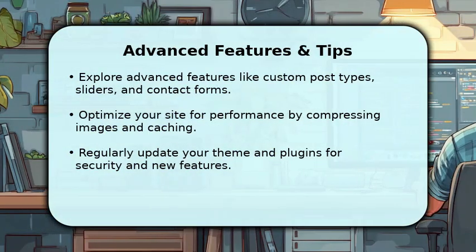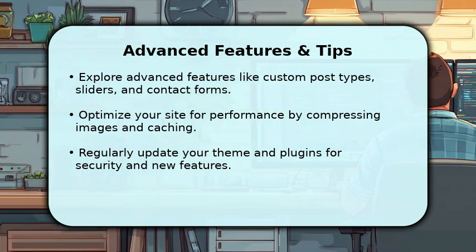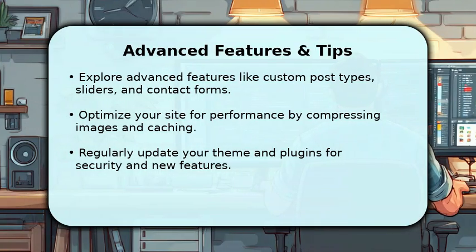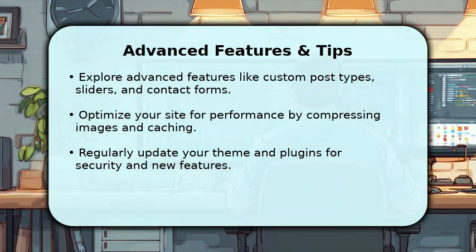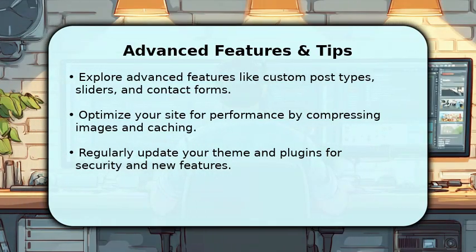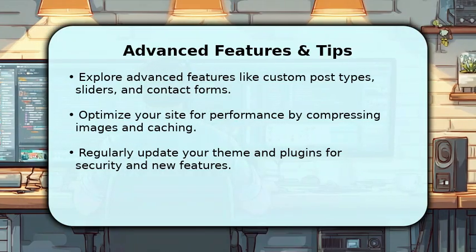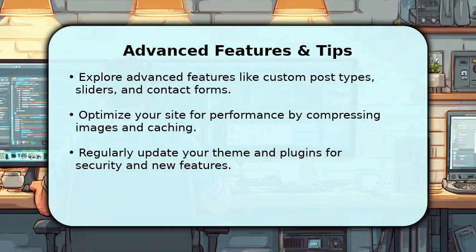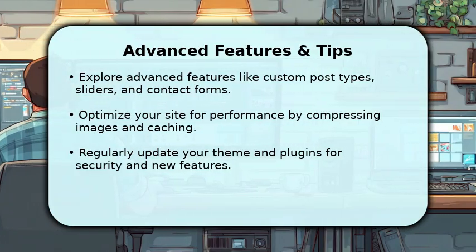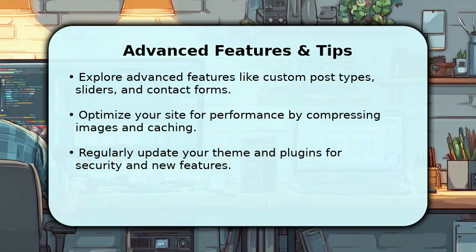Finally, dive into the more advanced features your template offers, such as custom post types for portfolios or testimonials, and integrated slider plugins. To ensure your site runs smoothly, remember to optimize images and implement caching. Regularly updating your theme and all its associated plugins is also paramount for security and to access the latest features. Following these best practices will keep your WordPress site robust and performing at its best for years to come.